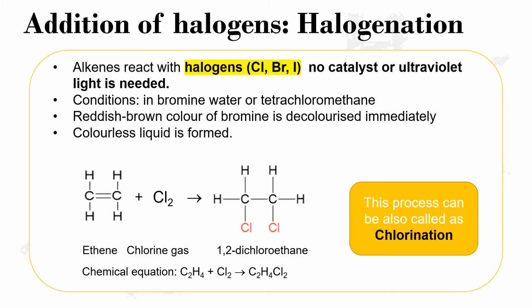So look at the example. Ethene, you react with chlorine gas. The final product is 1,2-dichloroethane. 1,2 because there are two carbons and there are two Cl substituted at the first carbon and the second carbon. So this is the IUPAC nomenclature. And this process can also be called chlorination.